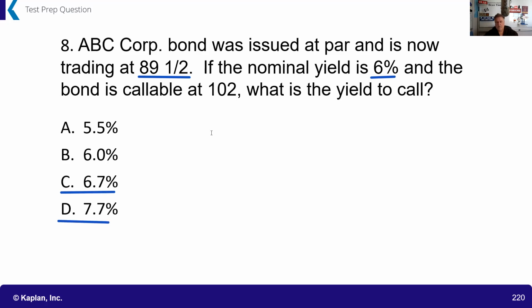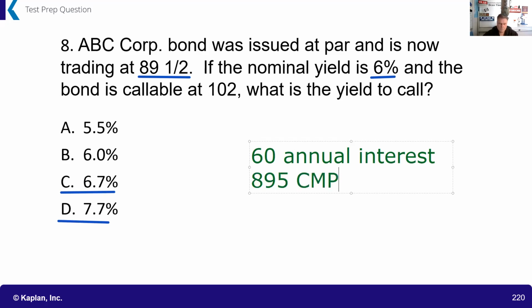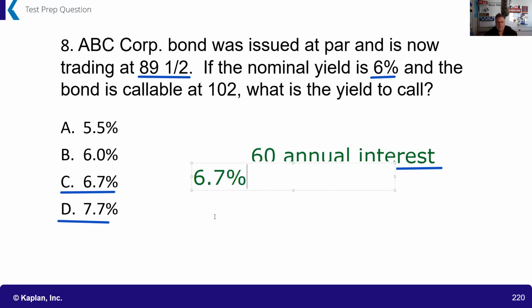Now, the next thing I could do is say, okay, I may not have to do yield to call, but I certainly got to be able to do current yield. So I'm going to take the annual interest. That's what 6% is. 6% is based on par. I'm going to divide that by 895. That's the current market price of the bond. Current yield is certainly testable. So when I do that, let me get my calculator. 60 divided by 895. I get 6.7 is current yield. That's what you got to be able to do, by the way. You do have to be able to do current yield. That means that the yield to call has got to be 7.7 based on that answer set.